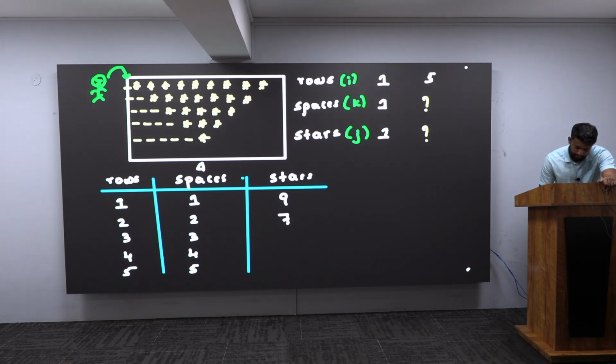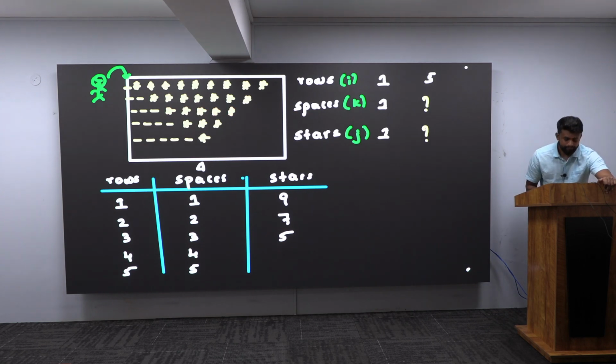What about third row? This is my third row. This is 1, 2, 3, 4, 5. A total of 5 stars are there. That I will tell. What about fourth row? 3. Very good. Fifth row? 1. These are the number of stars.